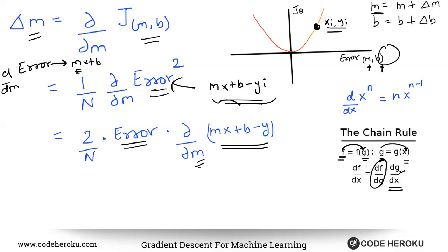And my question to you right now is, can you take the partial derivative of this thing? And don't even think of just partial derivative, just take a derivative. Just say d by dm of mx plus b minus yi. If everything else but m is a constant, and m is not a constant, what will you get? d by dm of mx plus b minus yi.